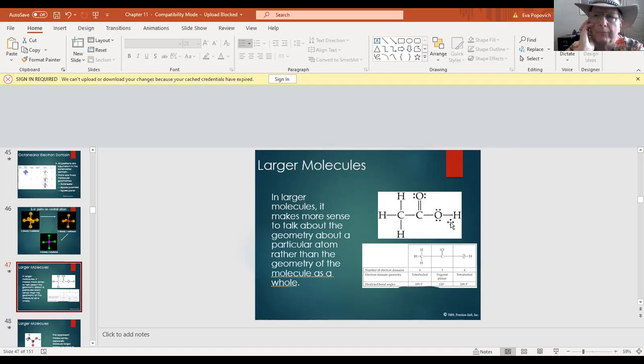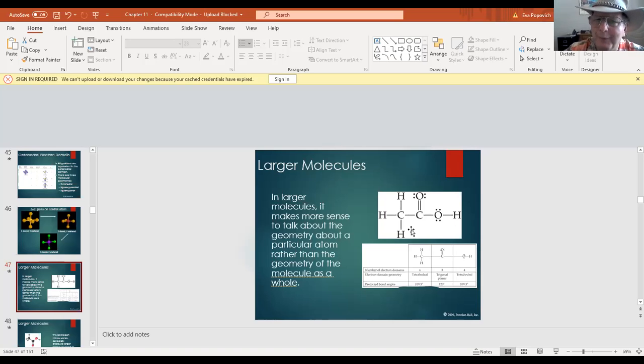Somebody help them. Is that the square pyramid? No. I don't know. If you have four things around the center atom, two of them are lone pairs, what's the molecular shape, guys? Oh, it's bent. Thank you, Kevin. You solved your own problem.